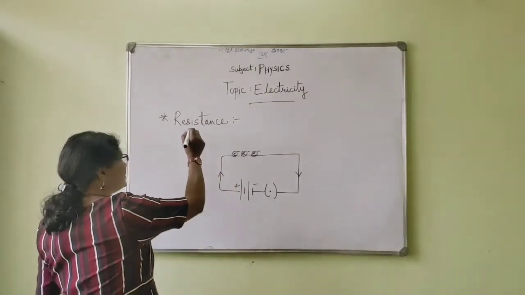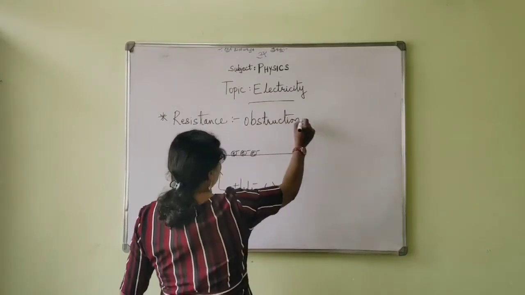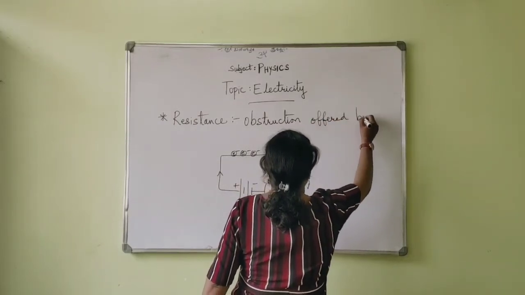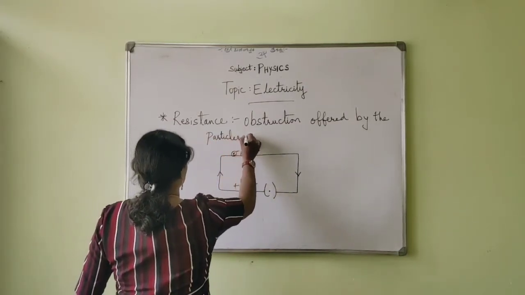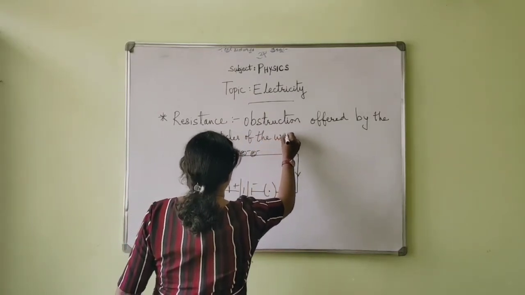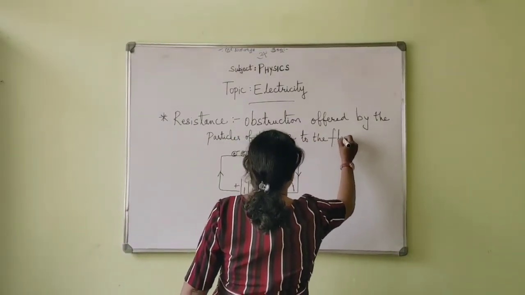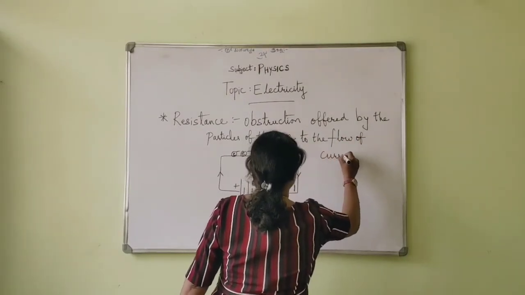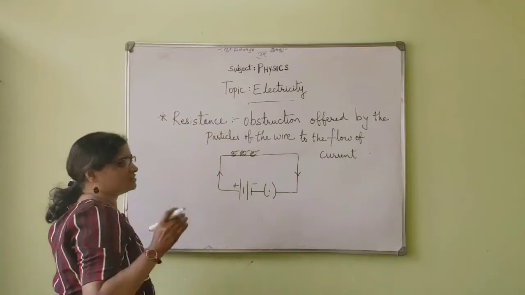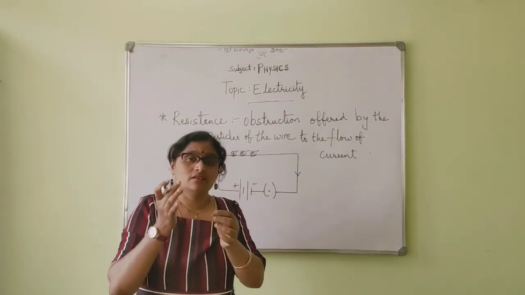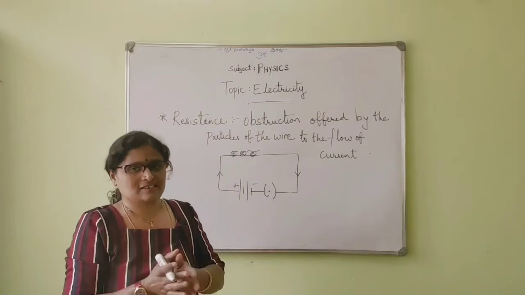So we can define resistance as the obstruction offered by the particles of the wire or the metallic conductor to the flow of current. Obstruction offered by the particles of the wire to the flow of current. This obstruction is nothing but the resistance. So the particles present in the wire will try to obstruct the flow of the current. So this obstruction is called as electrical resistance or resistance.